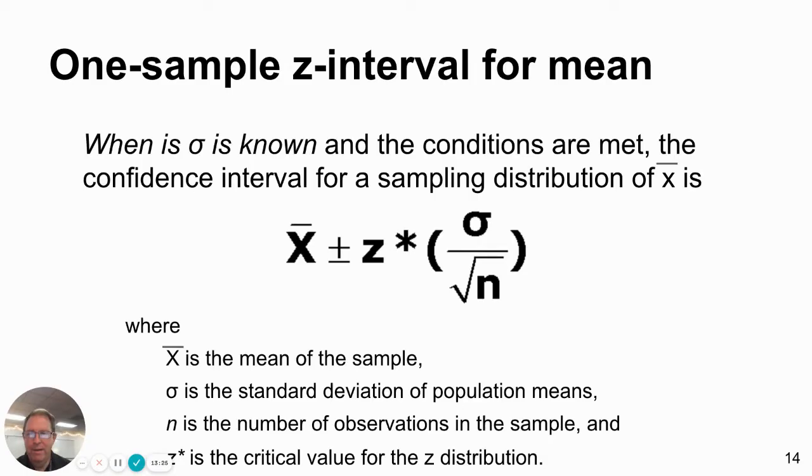Now, when sigma is known and the conditions are met, the confidence interval for a sampling distribution of X bar is given by this formula. But it is very rare that the population standard deviation is known. I mean, frankly, if you know the population standard deviation, then you should know the true mean. So this formula right here does not get a lot of mileage.